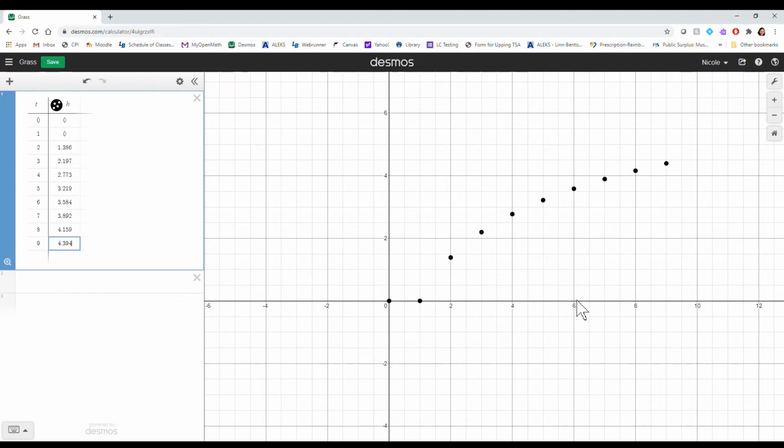We're going to choose between linear, exponential, and logarithmic. So let's go ahead and do our linear model first. H equals mx plus b.